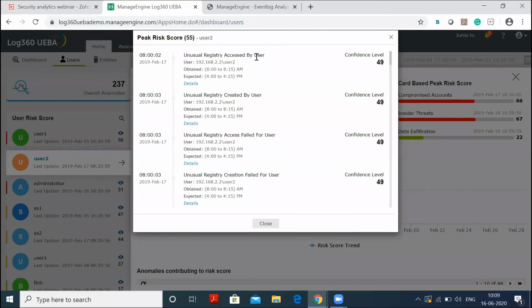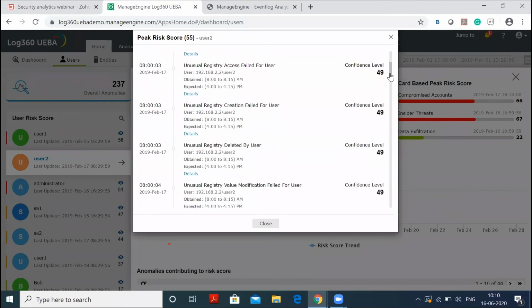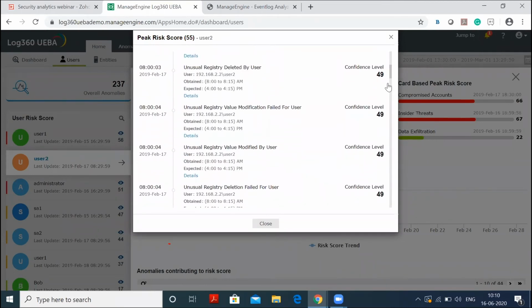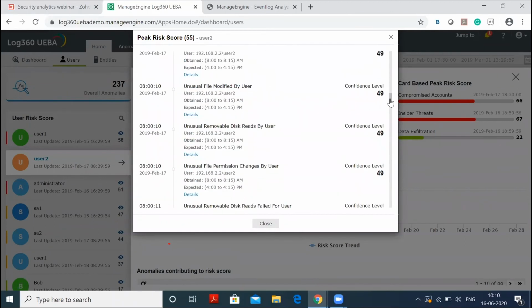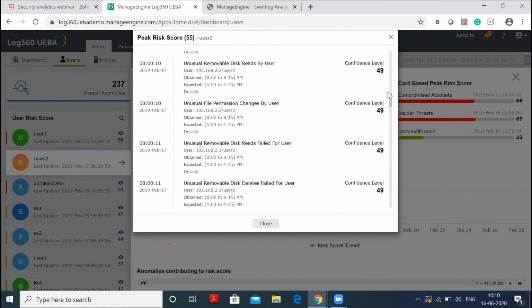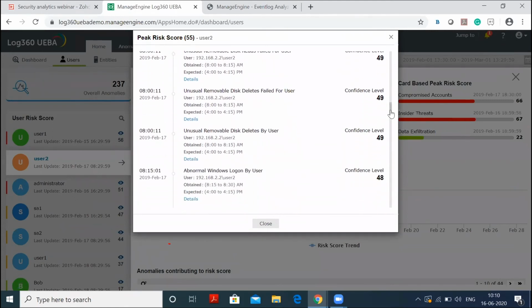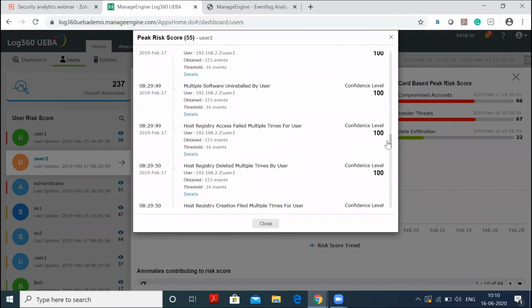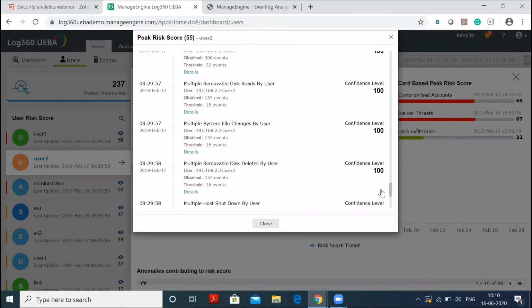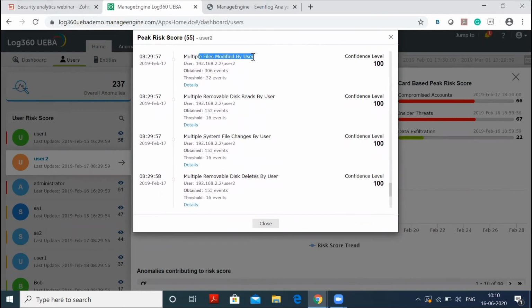You can see unusual registry access, unusual registry creations, unusual registry access failures, unusual registry deletions, unusual registry modifications. It goes on. You see unusual software restrictions, unusual file modifications, unusual removable disk reads, and some failure events for the removable disk as well. We see abnormal Windows logons, host shutdowns, service installation, software installation, and so on, right? So you see a lot of different things happening. You see some system file changes, multiple file modifications, and you can also see here the observed count was 306 events when the threshold or the average is 32 events.